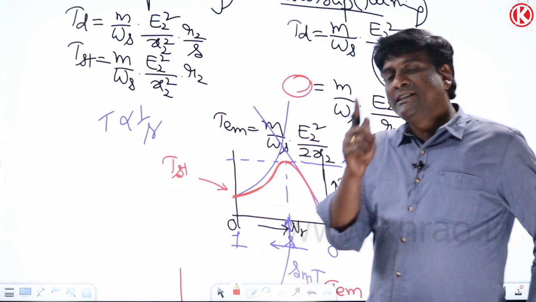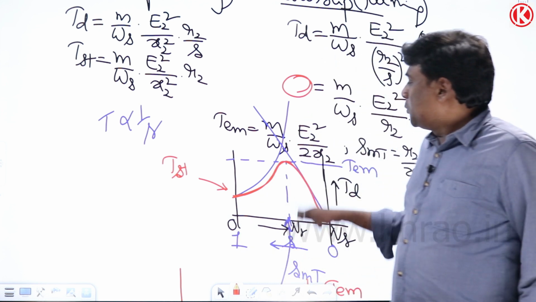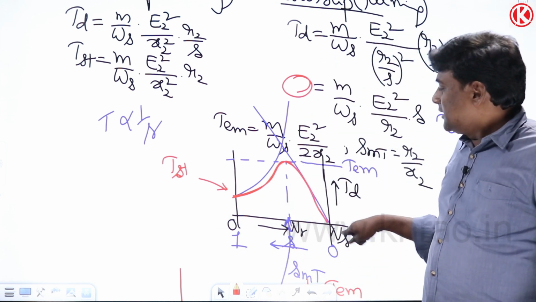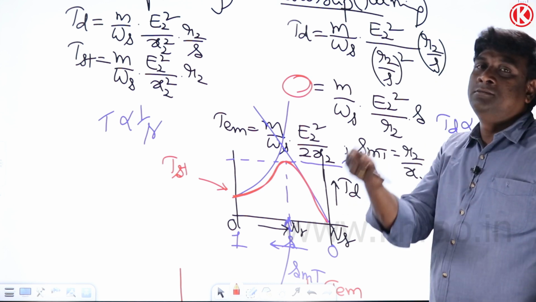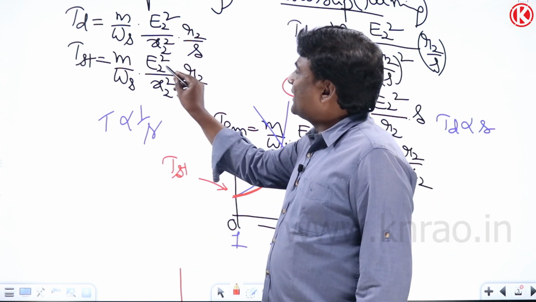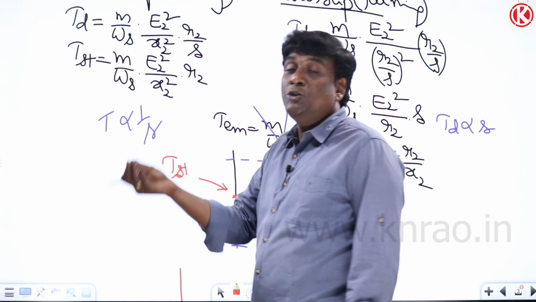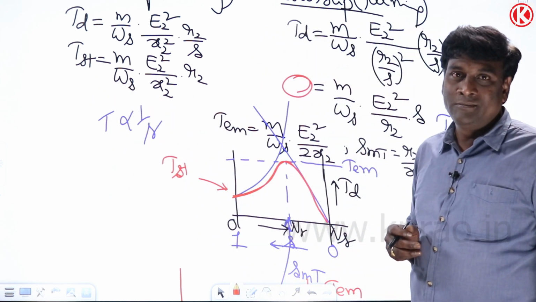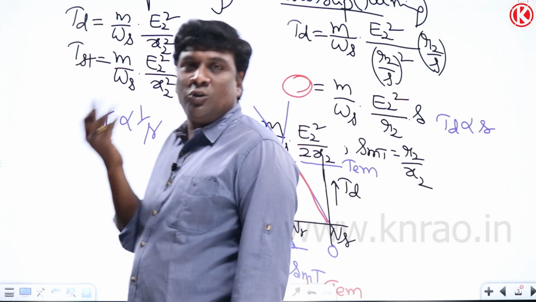So always keep this point in mind. Starting torque will be decided by the motor. Pull-out torque will be decided by the motor, but the running torque will not be decided by you. That will be decided by the load. Anyway, coming to the point here, for example, E2 is reduced by 10%, then starting torque will be reduced by 19%, or the starting torque maintained will be 81% of the previous torque.